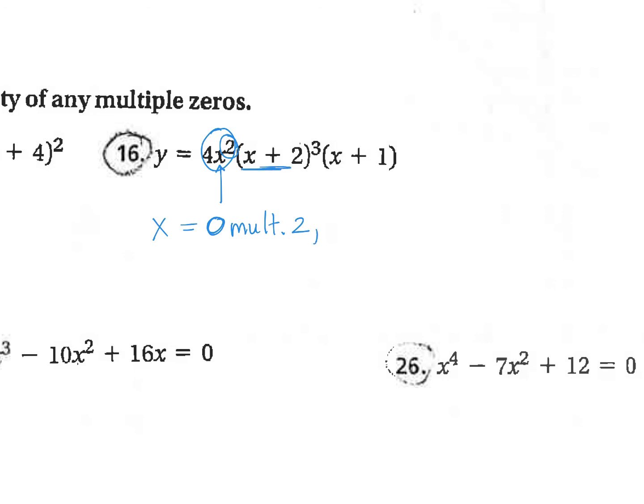What's your 0 here? How do you make x plus 2 a 0? Jackson, this is what you were asking me about. Does that make sense to you now? Negative 2. So this is negative 2 with a multiplicity of 3. And then how do you make this a 0?